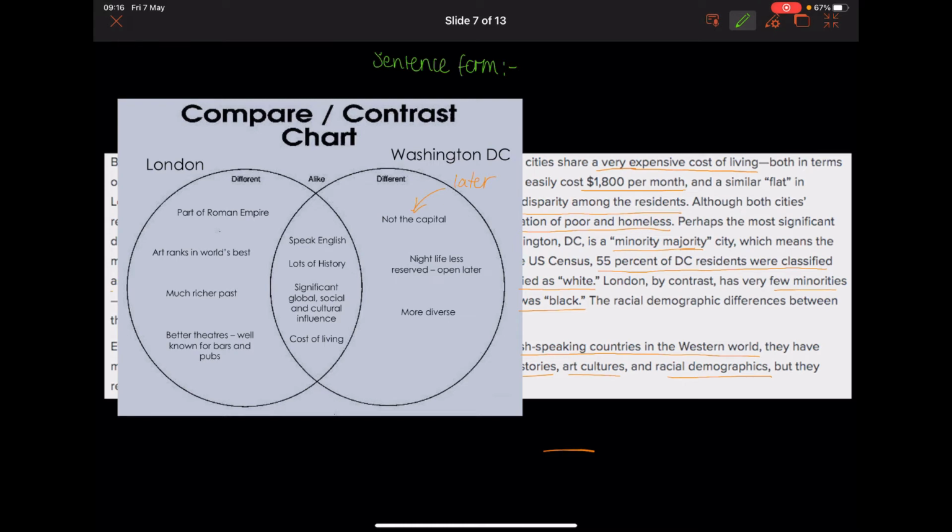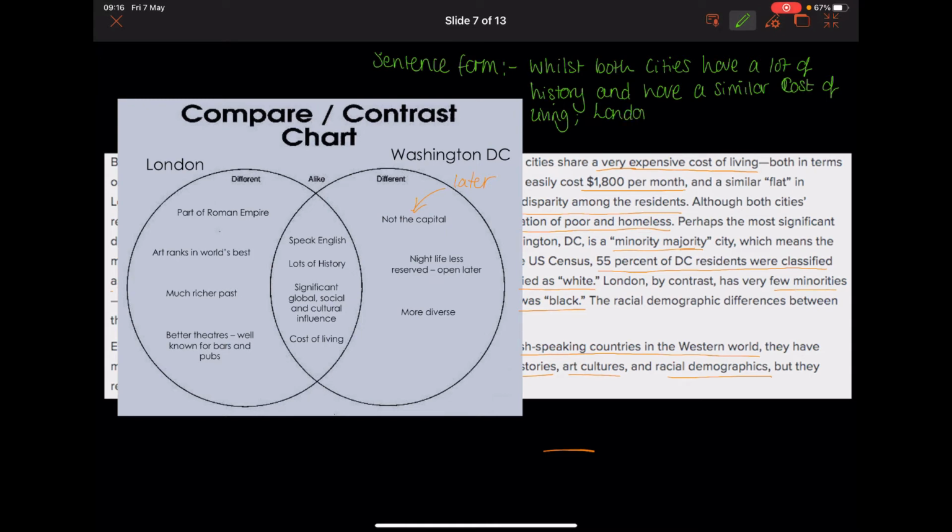I might say something like, whilst both cities have a lot of history and have a similar cost of living, London has a richer past, being part of the Roman Empire.